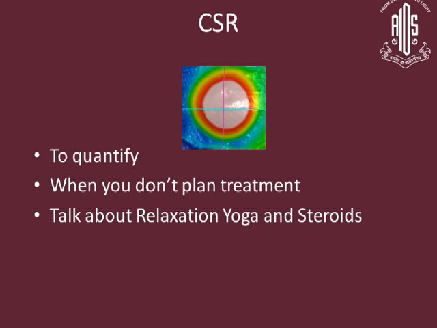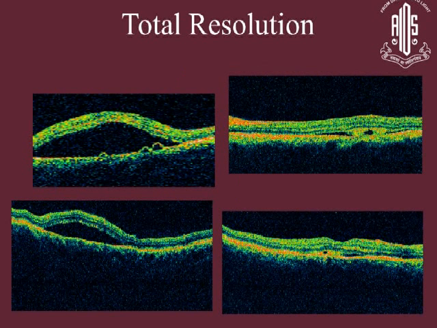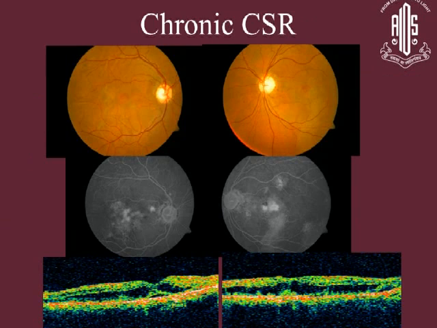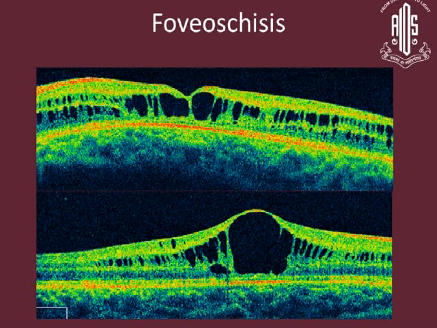And then CSR, definitely when we don't plan treatment, we can talk about relaxation, yoga and exercise, and we can identify the point of leak. This is just to show that the patient resolved well without any treatment. This is a patient with chronic CSR with a very bad RPE. He is not going to respond just with observation. This is just a case to show that there is a foveal crisis.